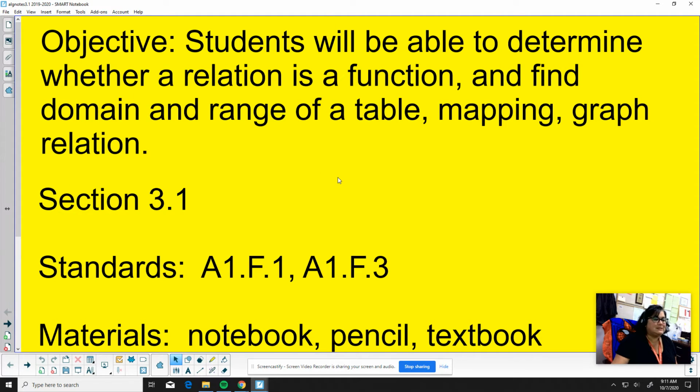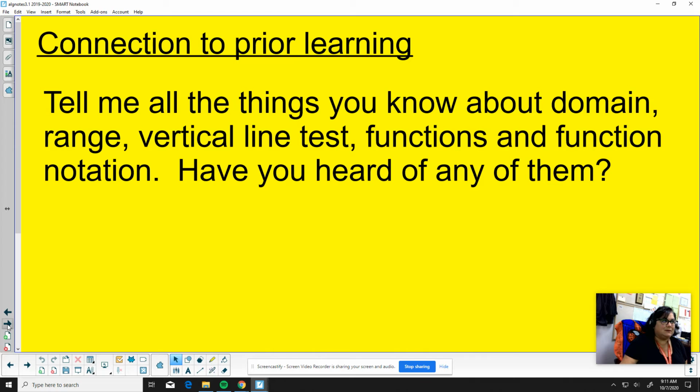We're going to do section 3.1 today, which is domain and range, and if something is a function. We're talking about mapping and graph relations. So here we go.